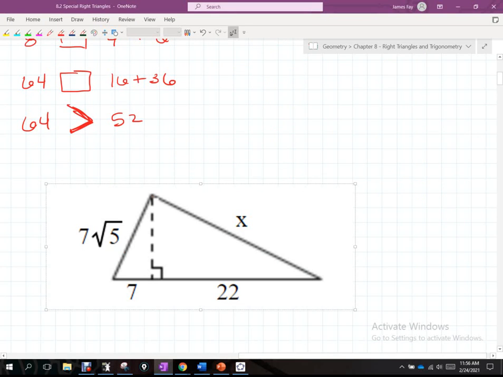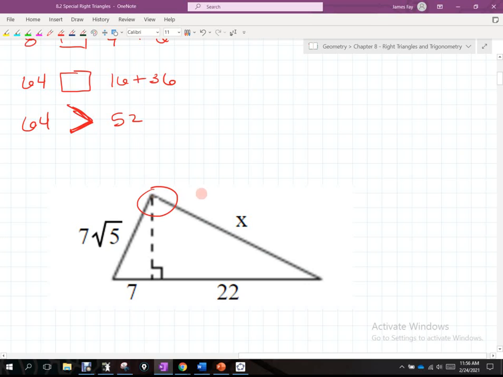Does that look like something familiar to us? We've been dealing with that triangle for a while. Who would agree that we've been dealing with that triangle for a while? Who would disagree? Because this is not a right angle. Or let me rephrase that. We don't know whether that's a right angle.